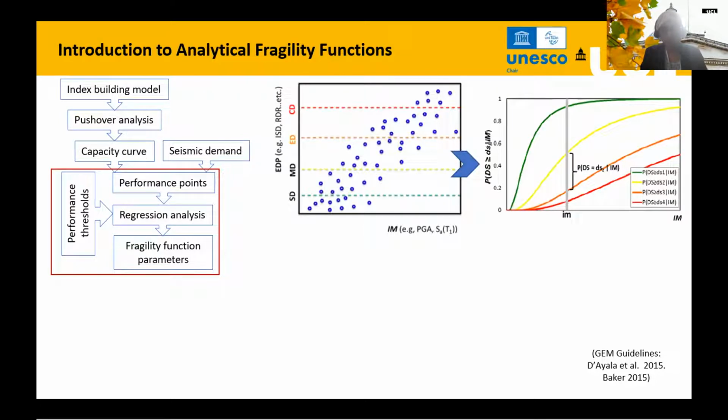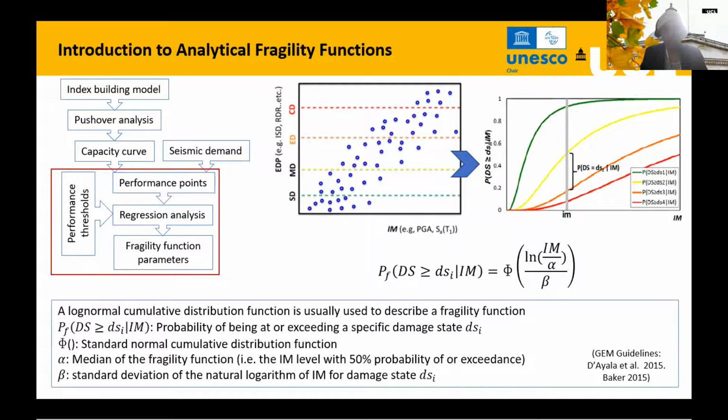So what we want to achieve is this. We have the set of performance points. The damage thresholds are defined in terms of the EDP, the engineering demand parameter, which could be the rooftop displacement or the drift or any of the parameters that we have used. Very often, the fragility function is defined using a lognormal cumulative distribution function. This is the formula, the standard cumulative normal distribution. We have two parameters here, alpha and beta.